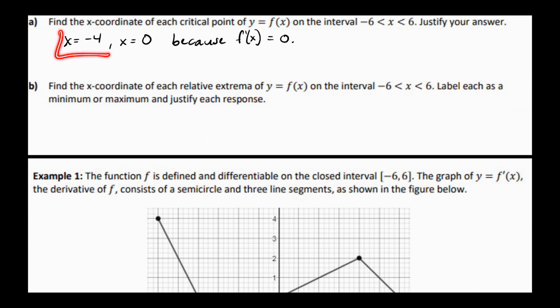So these 2 points right here are either going to be what or what? They have 2 options. What are they going to be? A maximum or minimum, right? Because that's what happens at critical points, right? It's either a maximum or it's a minimum. Okay. How do we tell? How do we tell by the graph if it's a maximum or minimum?